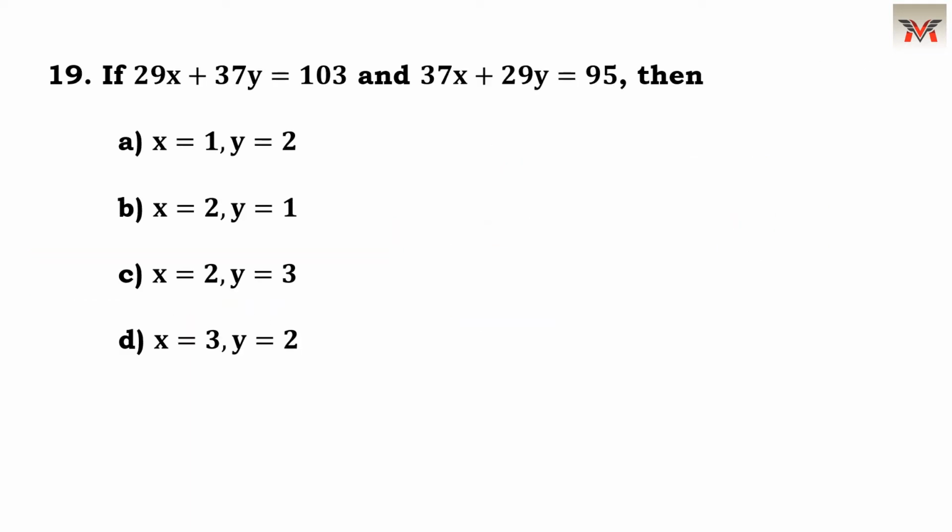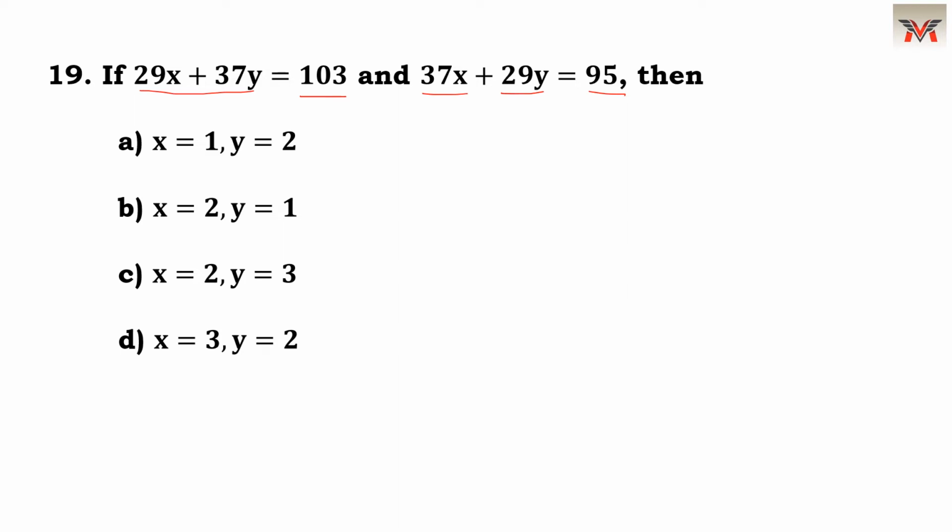We have, if 29x plus 37y is equal to 103 and 37x plus 29y is equal to 95, then the values of x and y are. So here, just observe that we can't go with the elimination method. If we have to go with the elimination method, we have to multiply. That becomes the big process. Or if we have to go with a substitution method, again we have to eliminate. That also becomes a big process, right?